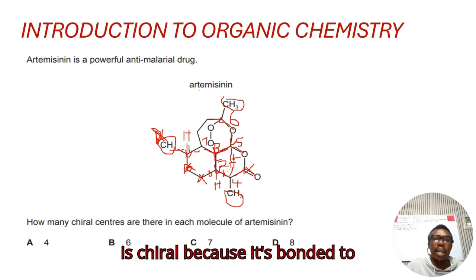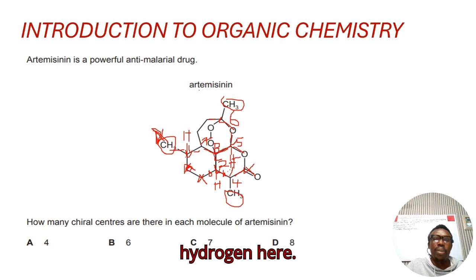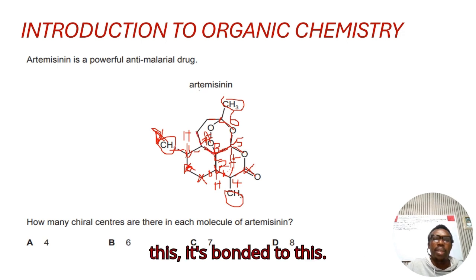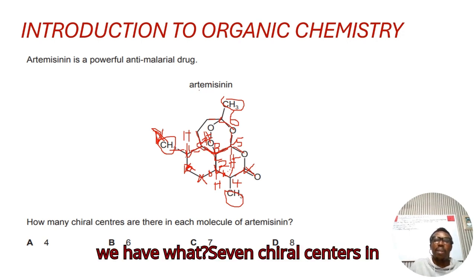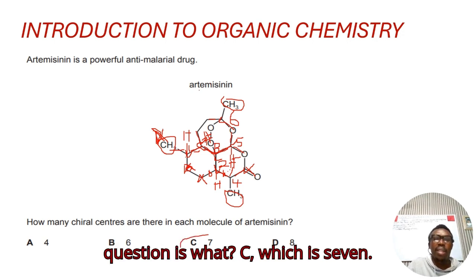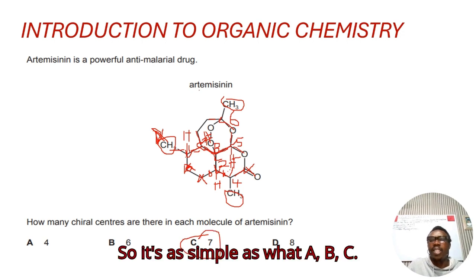This carbon is chiral because it's bonded to hydrogen here, to this, to this, and to this. So this carbon is chiral. So we have what? 7 chiral centers in artemisinin. So the answer to this question is what? C, which is 7.